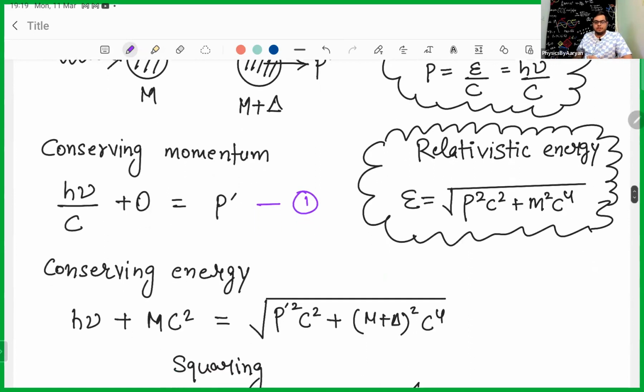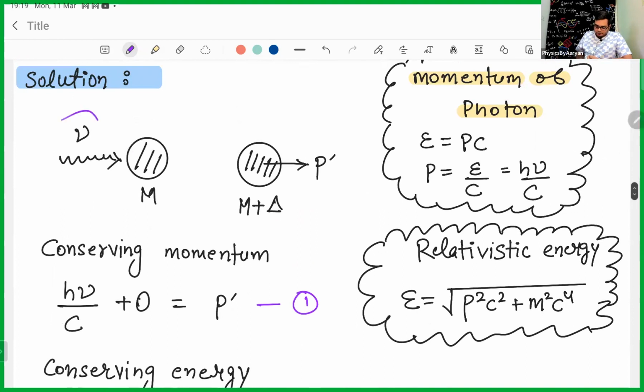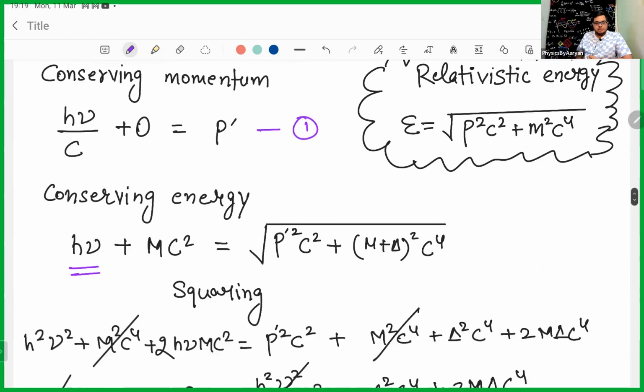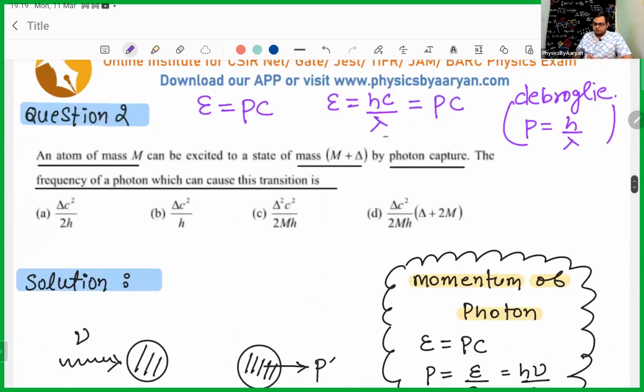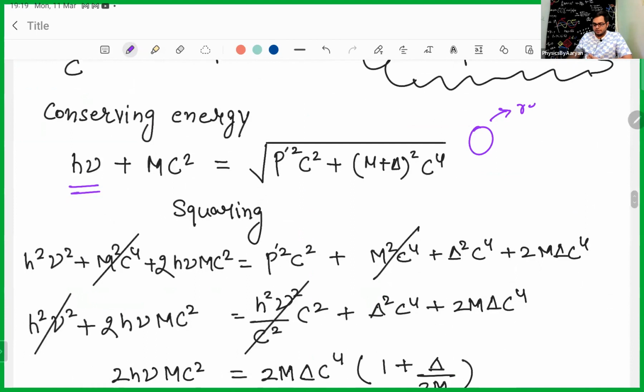Now let's conserve the total energy. Okay, so let's see the first energy. So initially you have a photon. Photon की energy क्या होती है, h nu. Now you have this mass और ये रुका हुआ है. So only energy it has, किसी भी पार्टिकल की दो एनर्जीज होती है. Any particle has two energies. One is rest mass energy and second is energy because of its momentum.